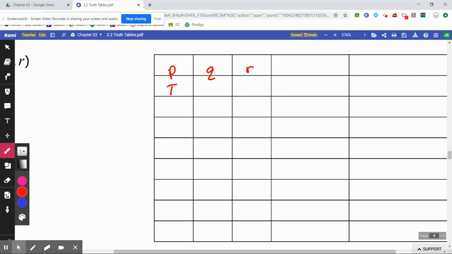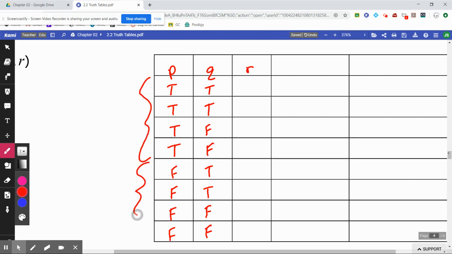P is going to be true half the time, and false half the time. If P is true, then Q is going to be true half the time and false half the time. If P is false, then Q is going to be true half the time and false half the time. So I went down through and made half of these true, half of them false, and then of those, half true, half false.